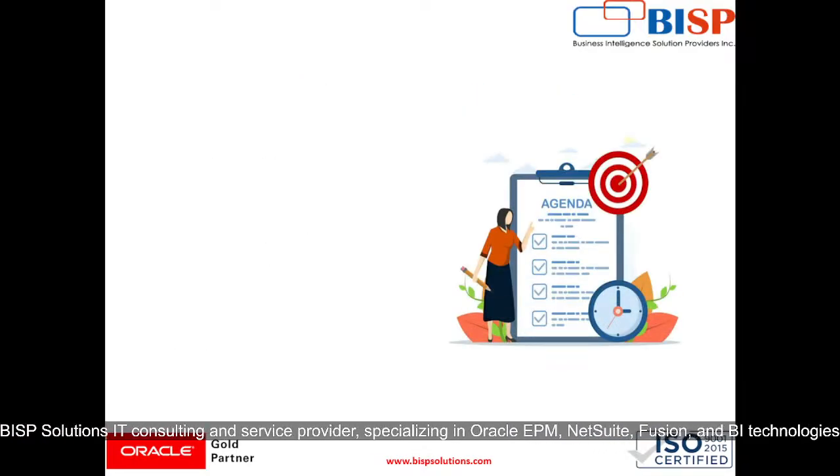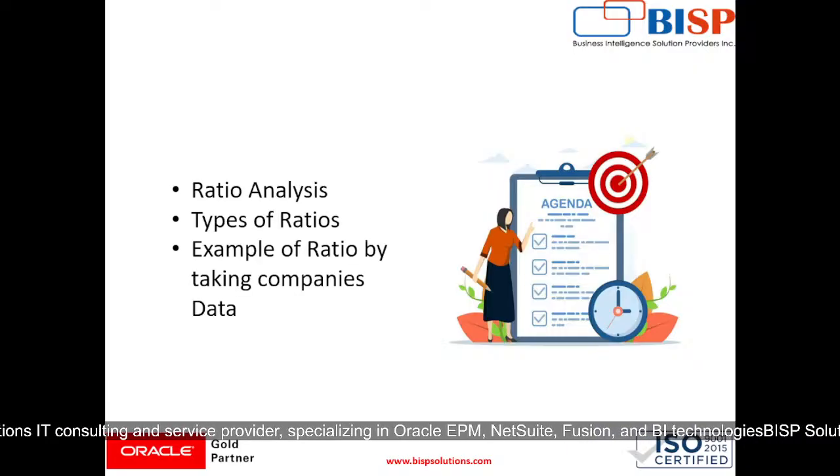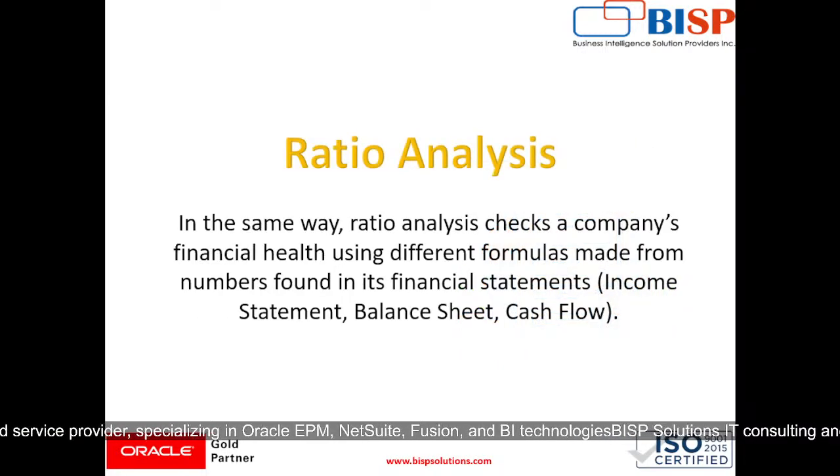Then comes our today's agenda, which is ratio analysis, types of ratios, and an example of ratios by taking a company's data. So first of all, we will understand what ratio analysis is. Ratio analysis is like checking your health with basic tests like blood pressure, sugar level, BMI, etc. In the same way, ratio analysis checks a company's financial health using different formulas made from numbers found in its financial statements, like the income statement, balance sheet, cash flow, and so on. And we don't need to memorize the formulas, just understand what each ratio tells us, right?